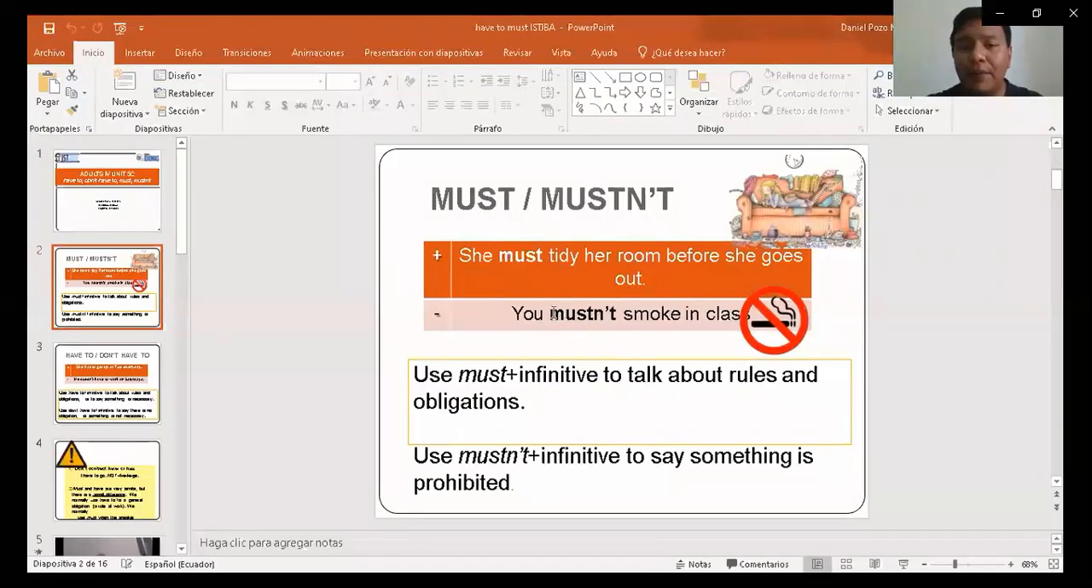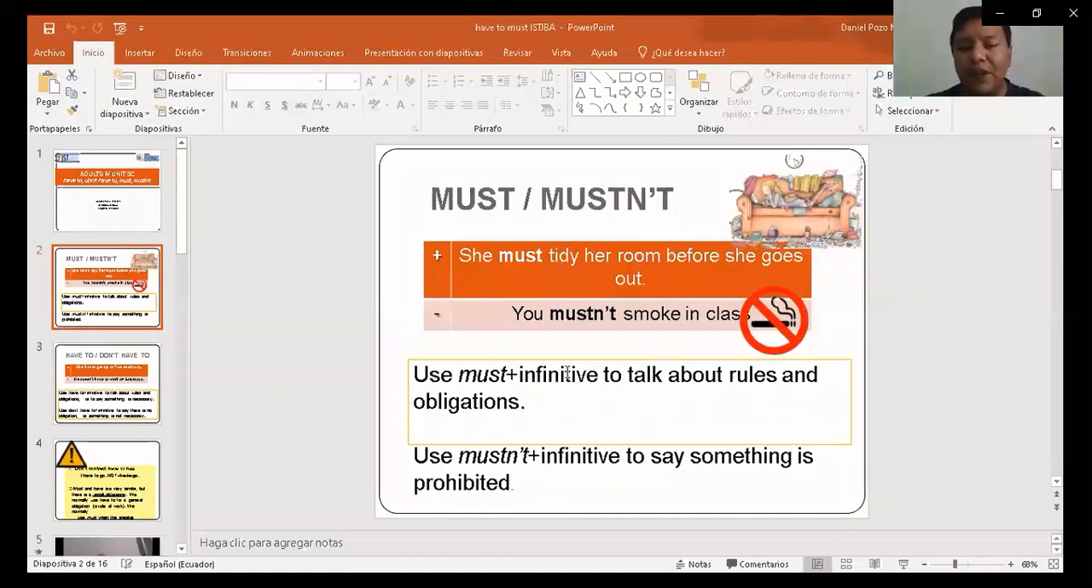A prohibition, in the negative form: you mustn't smoke in class. Entonces recuerden, must para obligaciones, algo que obligatoriamente tienes que hacer. You must, in the negative form, you mustn't smoke in class. Tú no debes fumar en clase, ¿sí? Recuerde que es el verbo deber. You mustn't smoke in class. You must study English. Tú debes estudiar inglés.